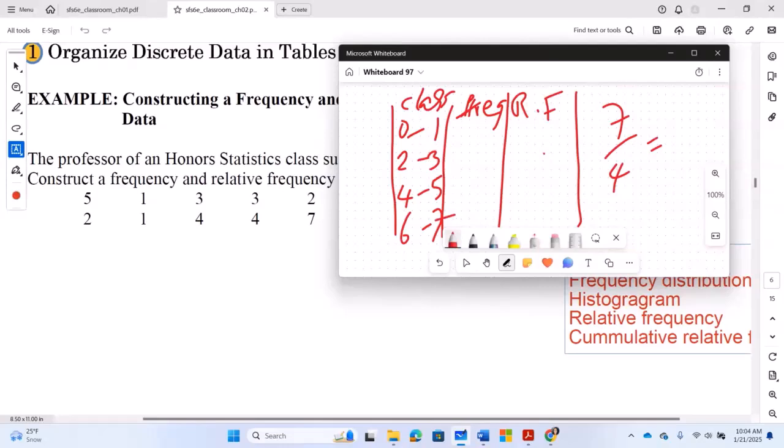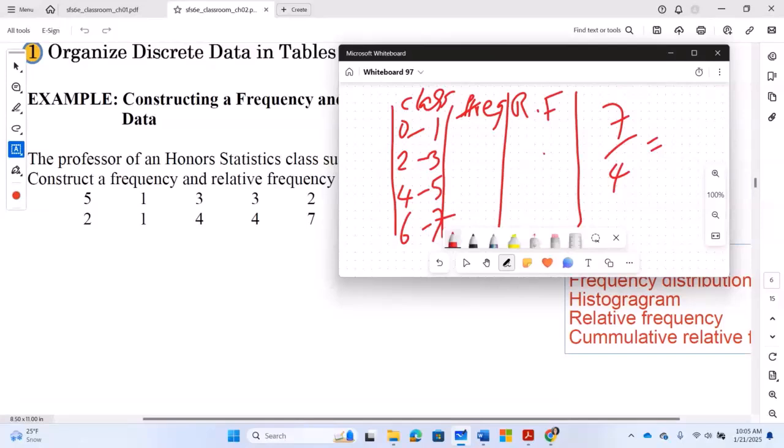I already knew I wanted to make 4 classes, so that is why I divided the range by 4. The range is 7, divided by 4 is approximately 2, because I'm not allowed to use a fractional class width. So the class width is 2. In other words, the distance between consecutive lower limits is 2.